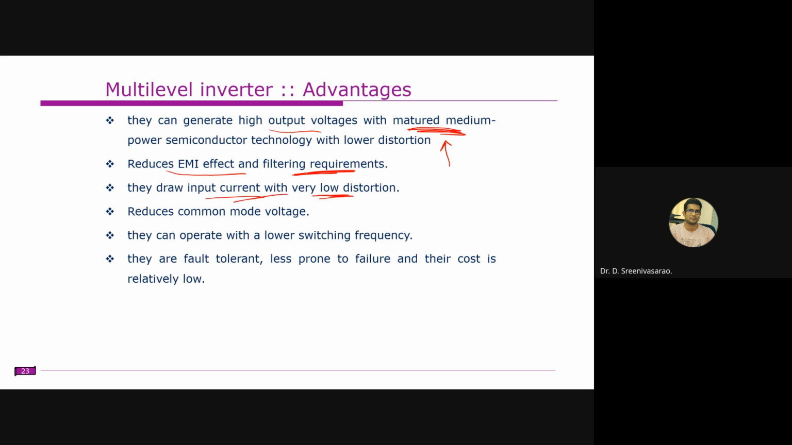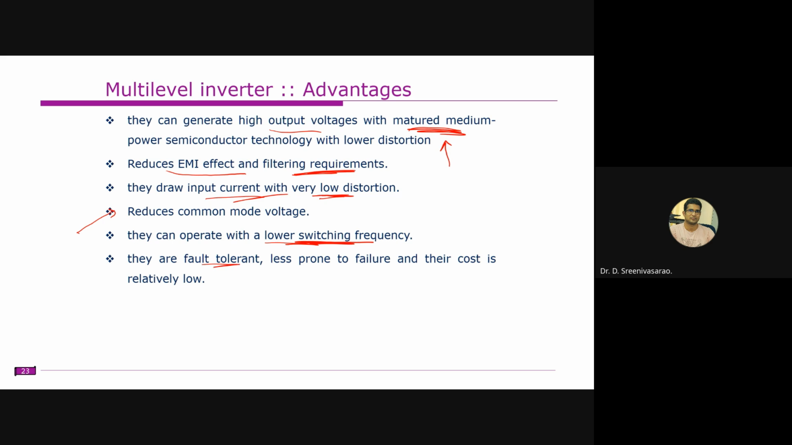If the application is like AC to DC conversion, in that case they will draw low input current and reduce the common mode voltage. This is the voltage which is common across all the switching devices. If the phase voltages are equal to a sinusoid or close to a sinusoid, then if you add all the phase voltages, you normally get a lower value when compared to a two-level inverter, and they can operate at lower switching frequency.